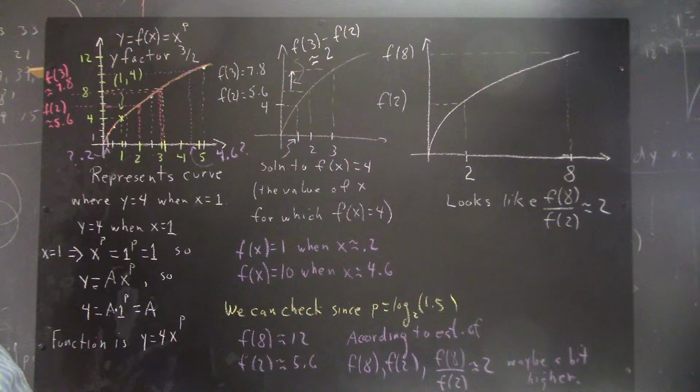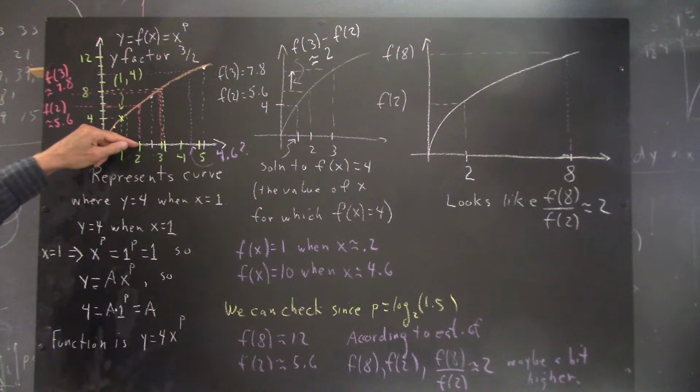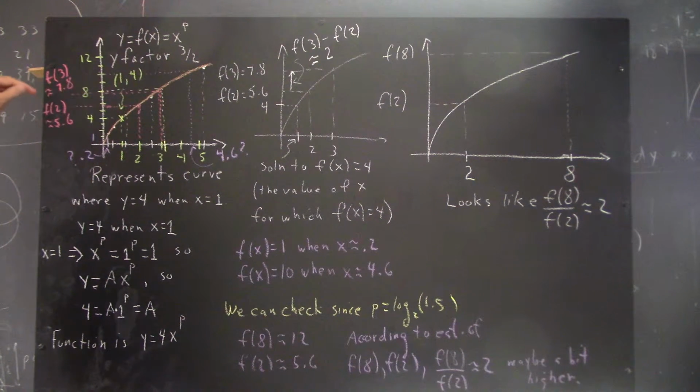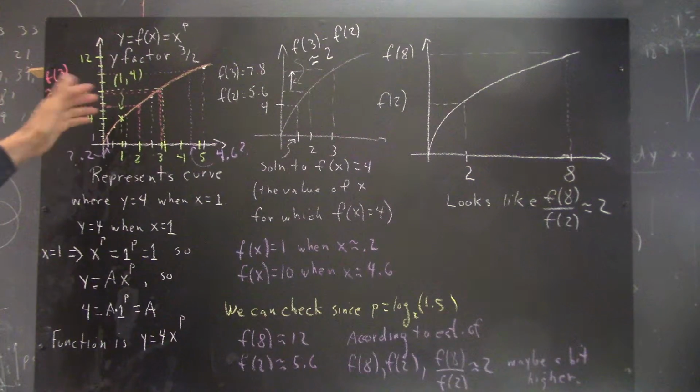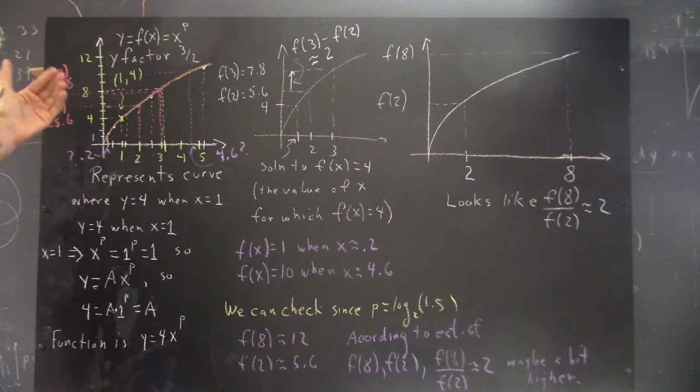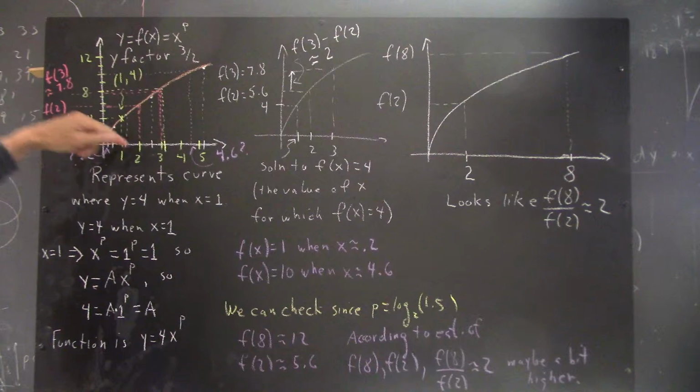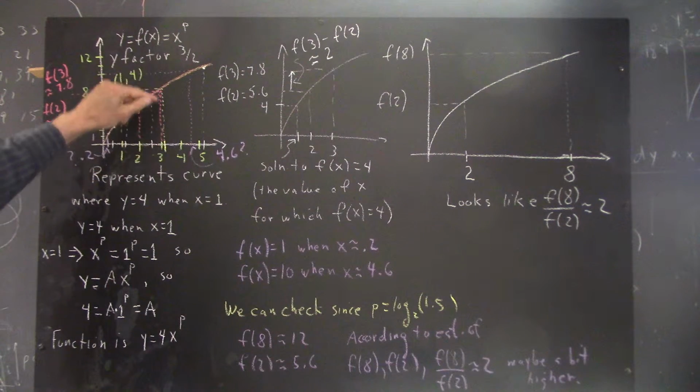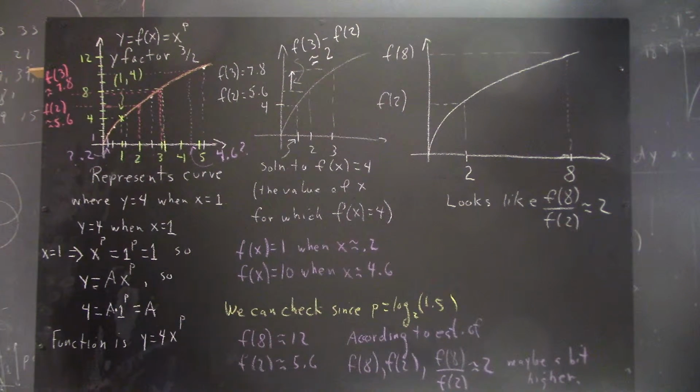Okay, so to estimate f of 2, we start here, we come up, we come over. I estimated 5.6. These aren't very accurate. This is not a completely accurate curve. It's freehand, and I wasn't all that careful. Anyhow, if x equals 3, I come up and over and estimate that f of 3 is 7.8. So there are my estimates for f of 2 and f of 3.